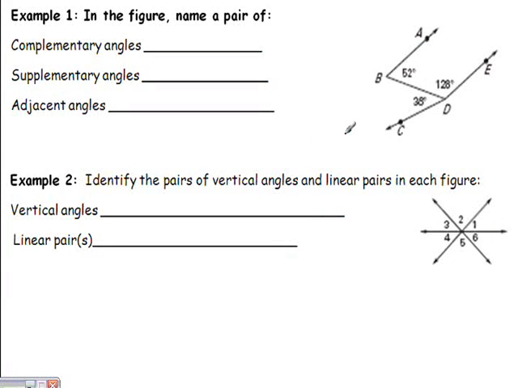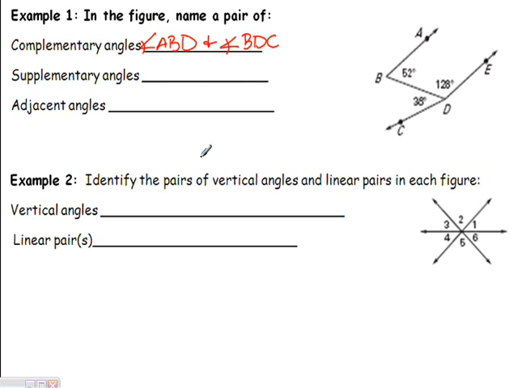All right, so given our figure here, we need to name a pair of complementary angles. So we need to find two angles who sum up to 90 degrees, and I'm pretty sure it's these two right here. 52 plus 38 is 90 degrees. So we are talking about angle ABD and angle BDC.